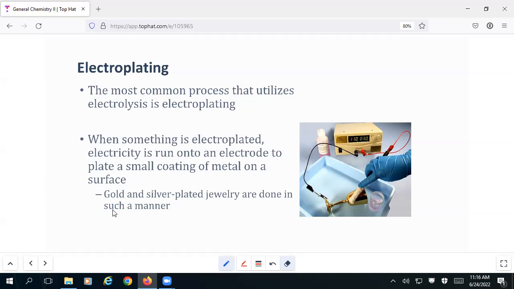So this is the process by which we get things like silver plating or gold plating taking place, where you can take a piece of jewelry, hook it up to a solution of gold, and run the reaction backwards and get that gold to deposit on top of the cheaper metal that it's made out of.